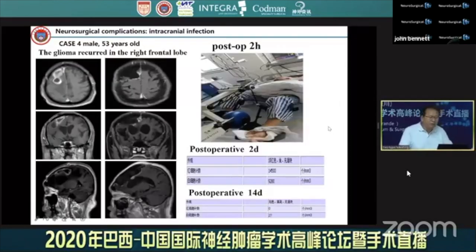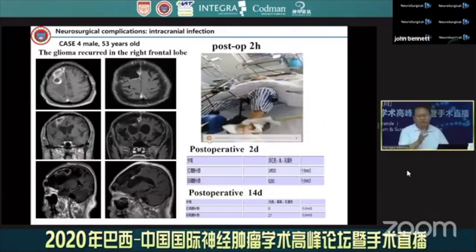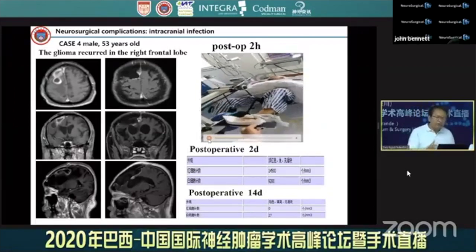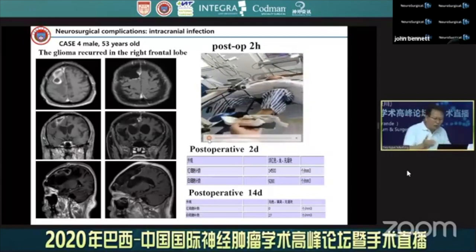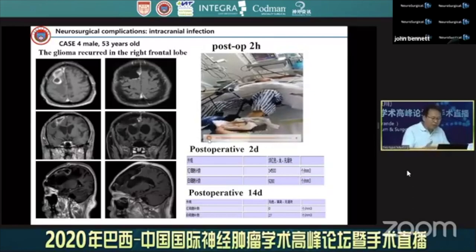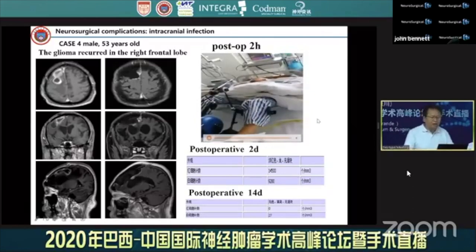And the fourth case is a 53-year-old patient. We also focused on details of how to do a good resection under ERAS, early recovery after surgery. We did many, many more things, but post-operation he also had trouble. What does trouble mean? It's an infection. Post-operation infection. It looks normal, but very bad.